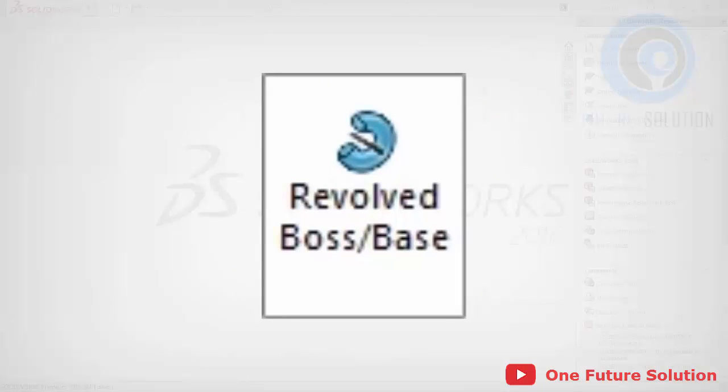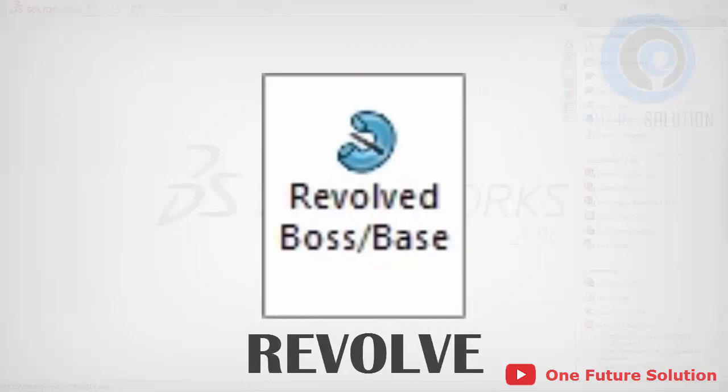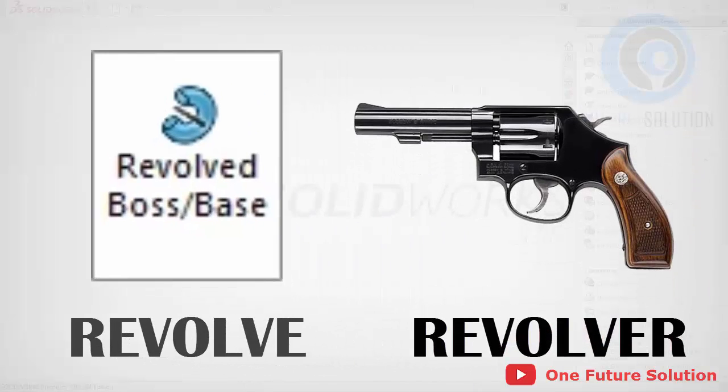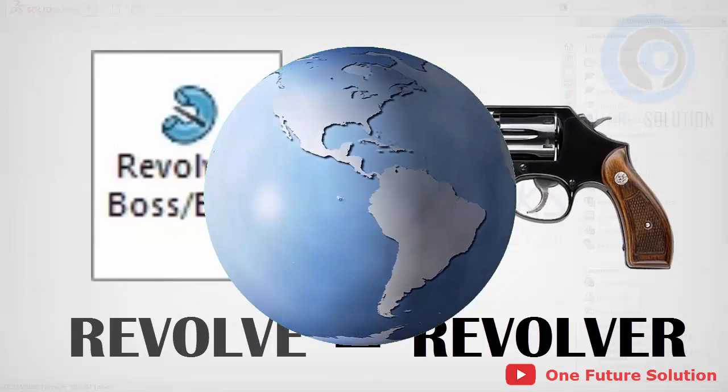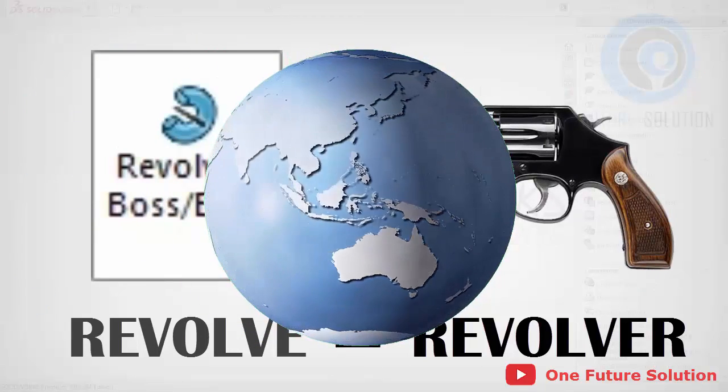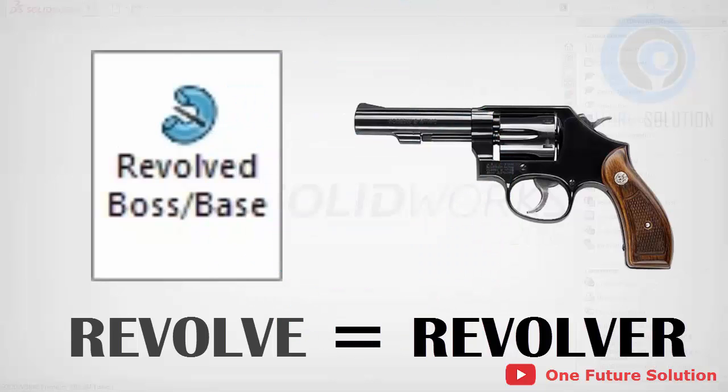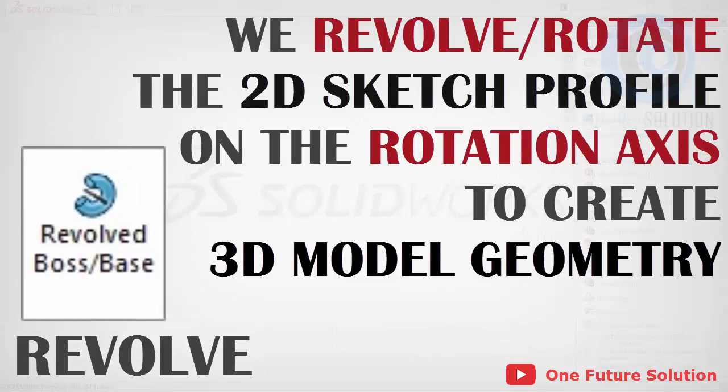Revolve Feature, like the name, revolve, is the same as a revolver. The mechanism of the Revolve Feature and the revolver is the same. Both of them use a rotation concept. Revolve Feature means we revolve or rotate the 2D sketch profile on the rotation axis to create 3D model geometry.